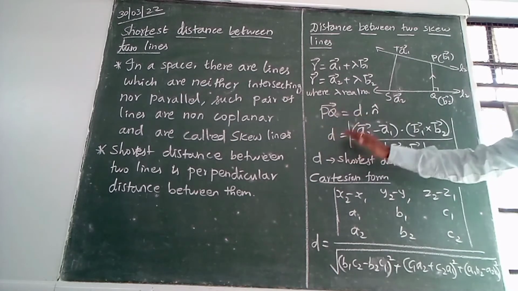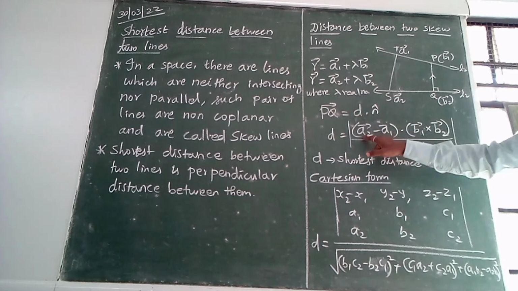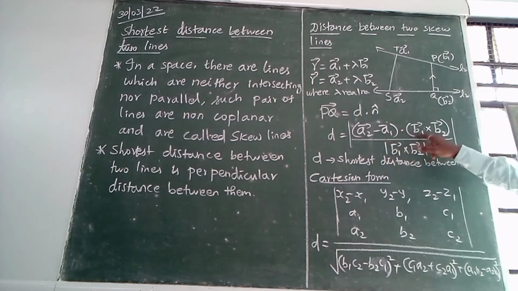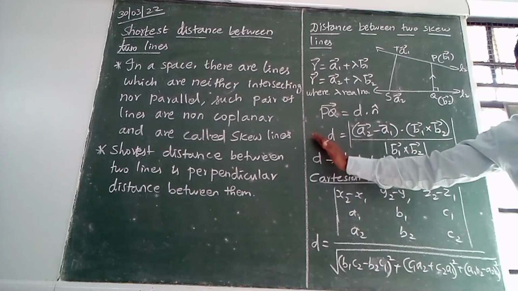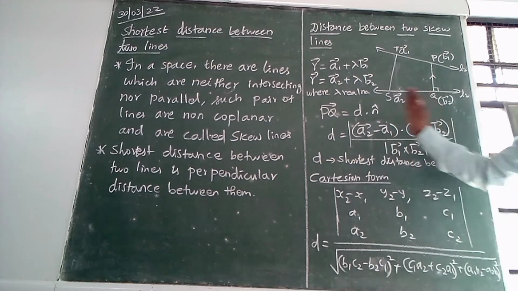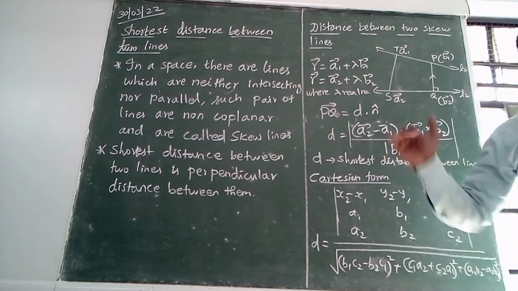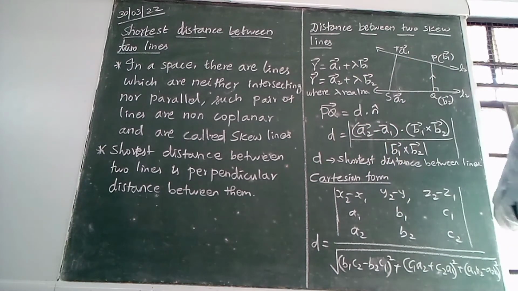So the distance D is equal to the modulus of (A2 vector minus A1 vector) dot (B1 vector cross B2 vector), whole divided by the magnitude of B1 vector cross B2 vector. This is the shortest distance between lines in vector form. Mostly they ask the vector form only to find the shortest distance. Rarely they ask for the Cartesian form.